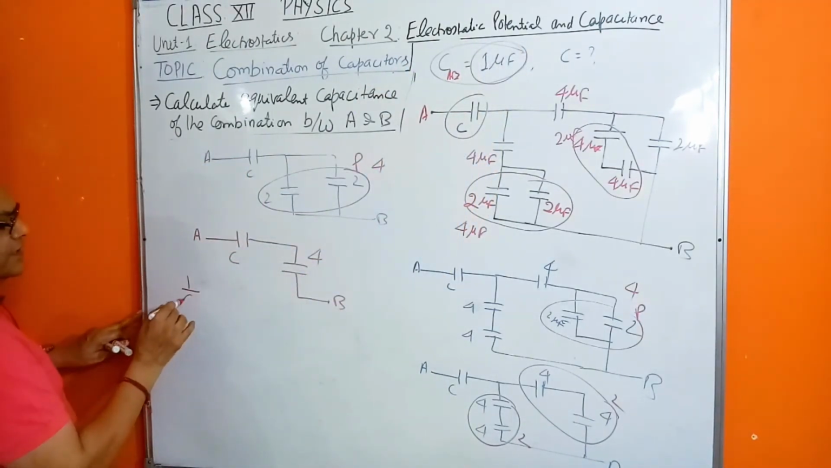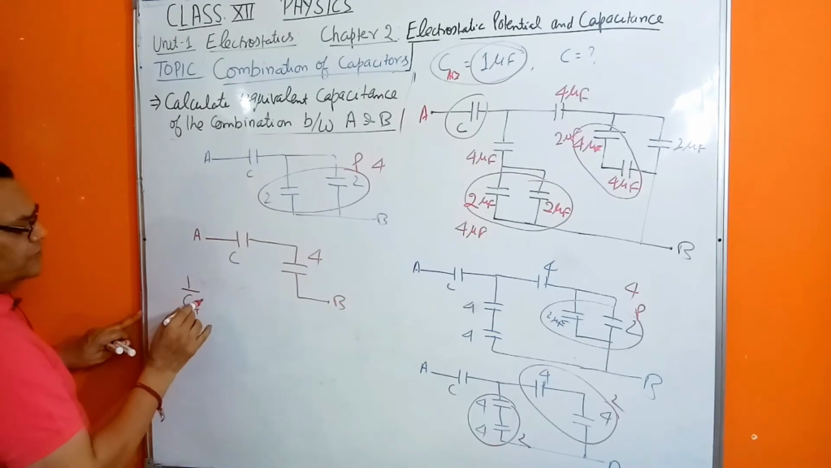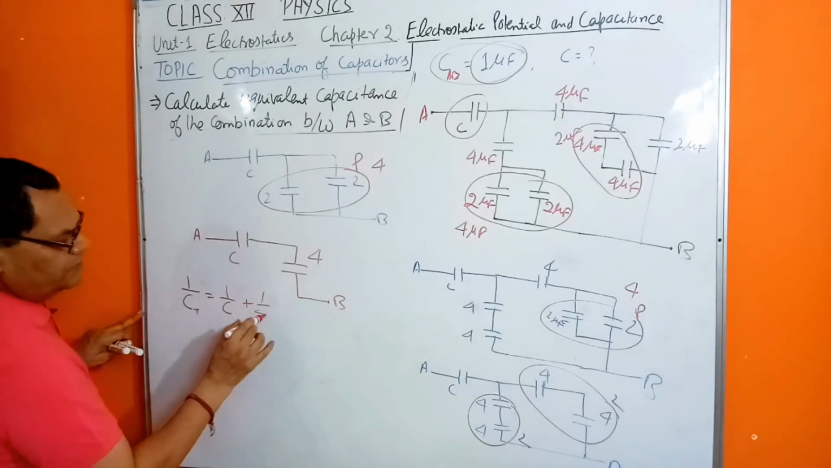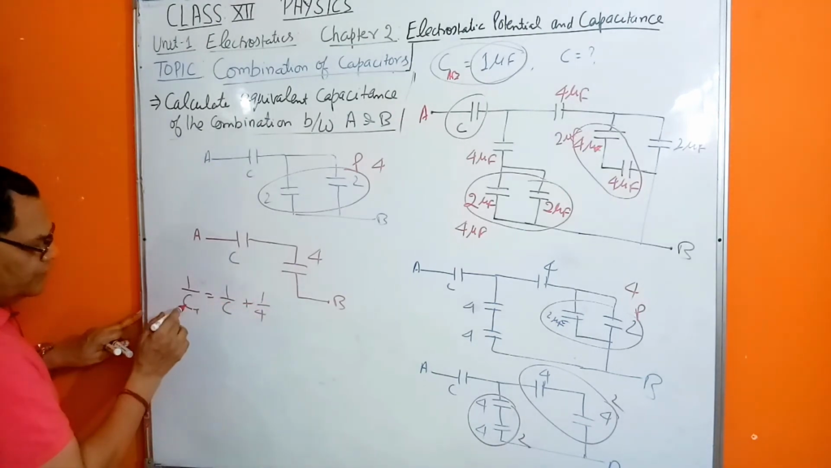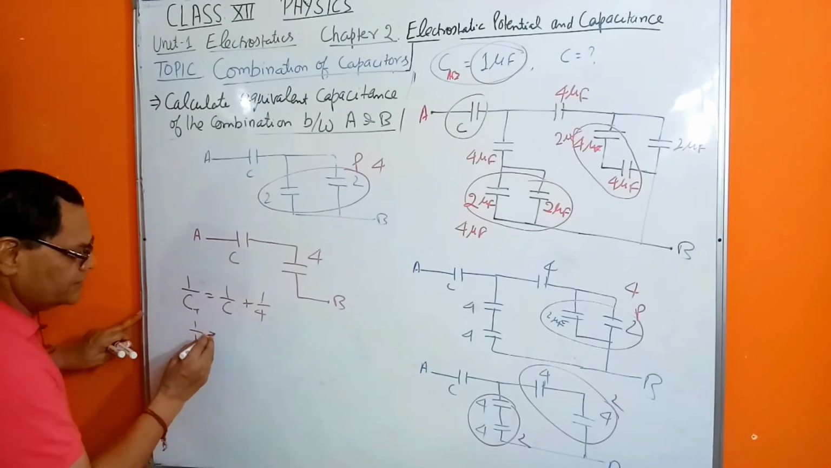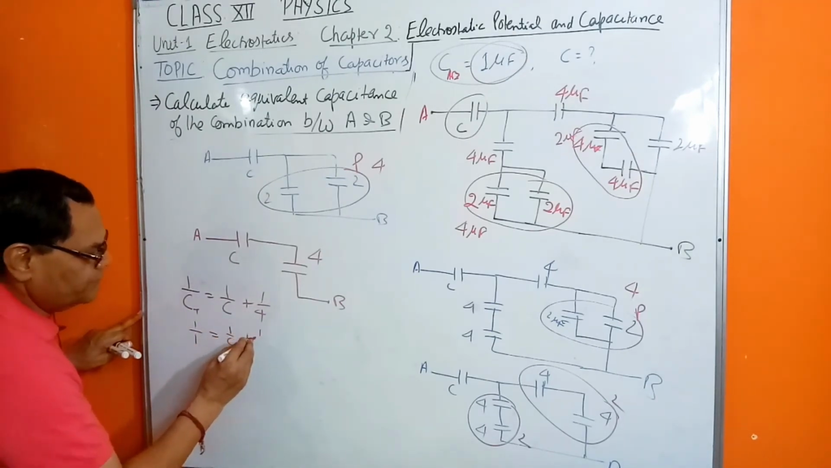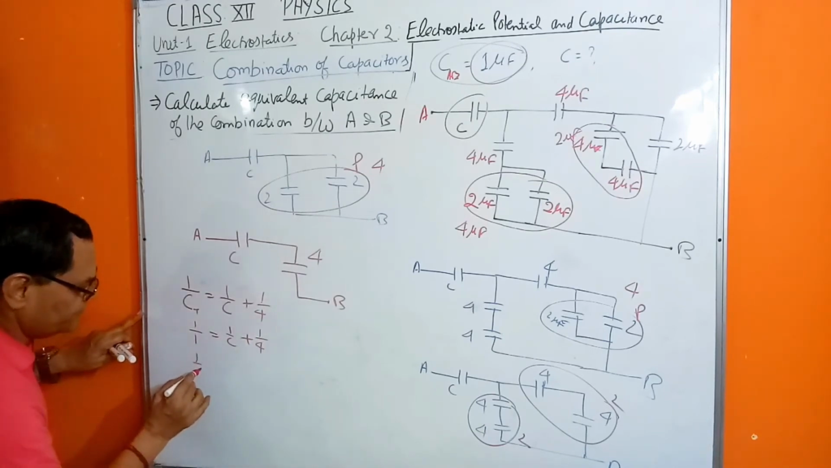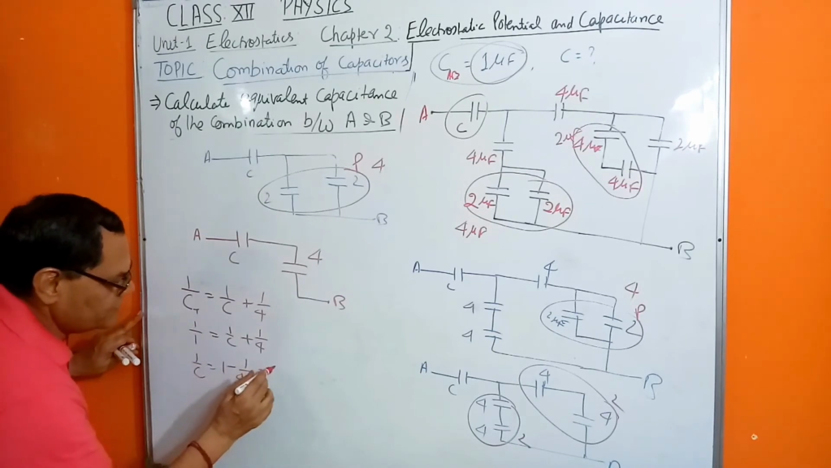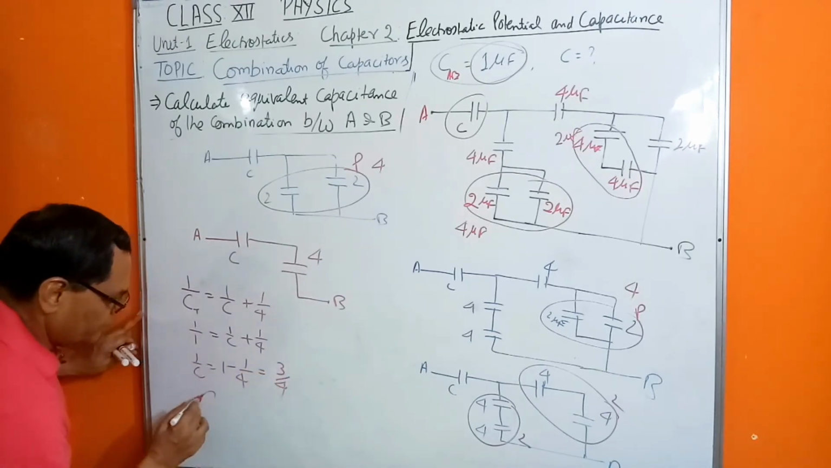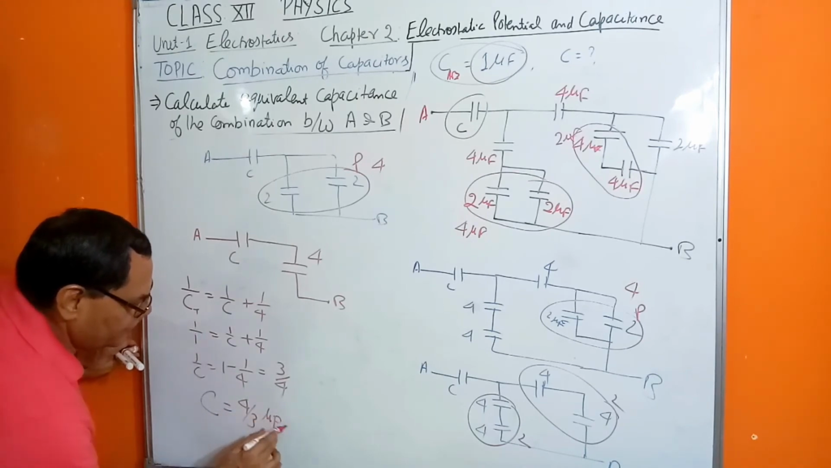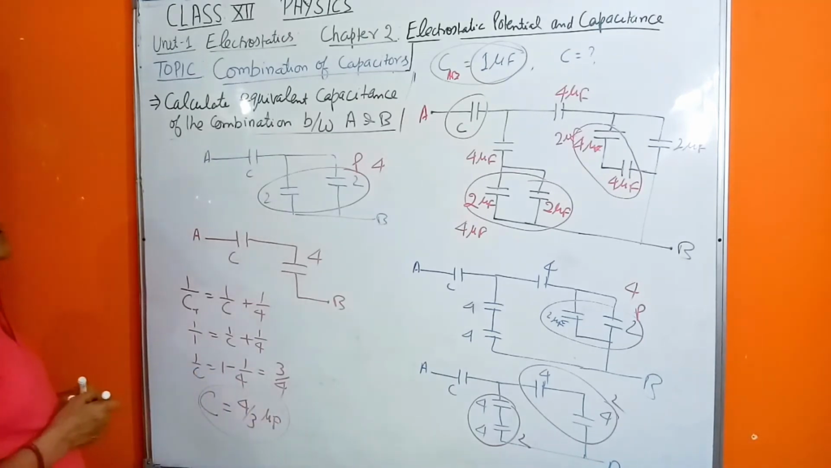So therefore you can say the resultant, that is CT, must be equal to, they are in series, so 1/C plus 1/4. We need to find out this, because this is already known as 1 microfarad. We will convert micro into farad later. So 1/C plus 1/4, therefore 1/C is equal to 1 minus 1/4, so this becomes 3/4. So what is C? C is 4/3 microfarad. Correct?